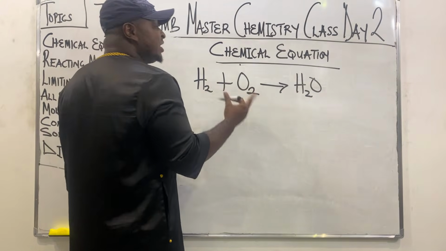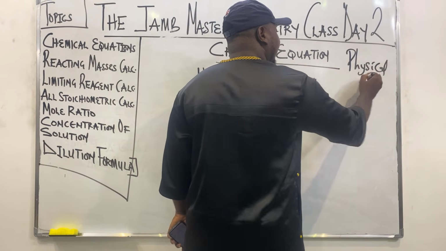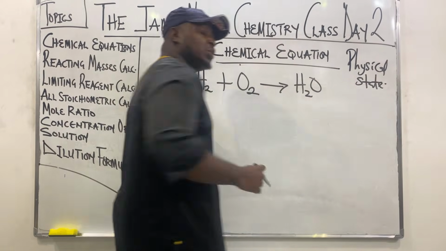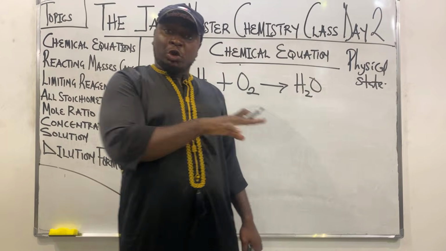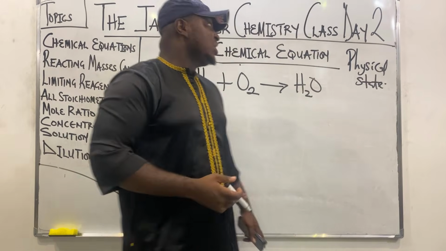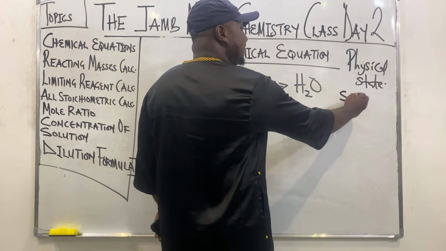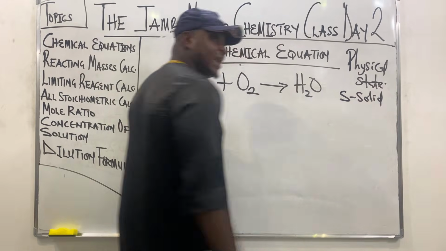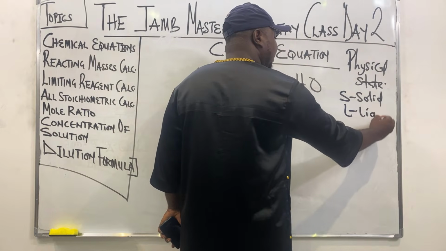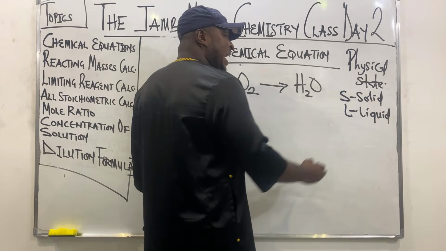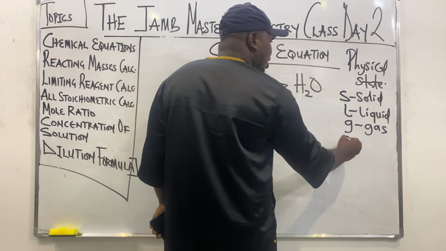Another thing the chemical equation shows is the physical states of the reactants and products. So a proper chemical equation shows the reactant on the left, the product on the right, the stoichiometric ratios of each component, and the physical states. If a component is a solid, you see S. S represents solid. If it's a liquid, you see L. L represents liquid. If it's a gas, you see G. G represents gas.